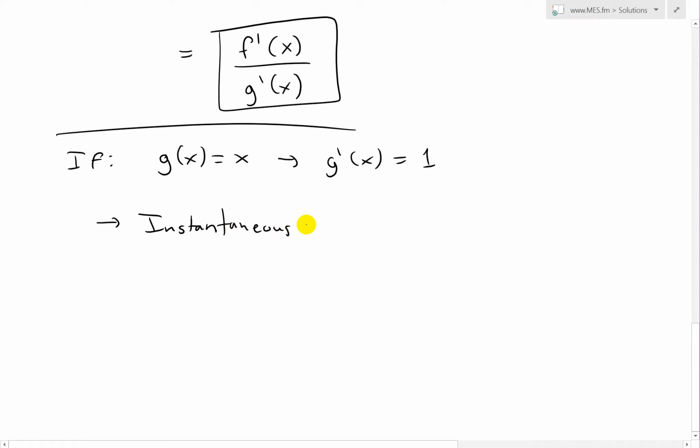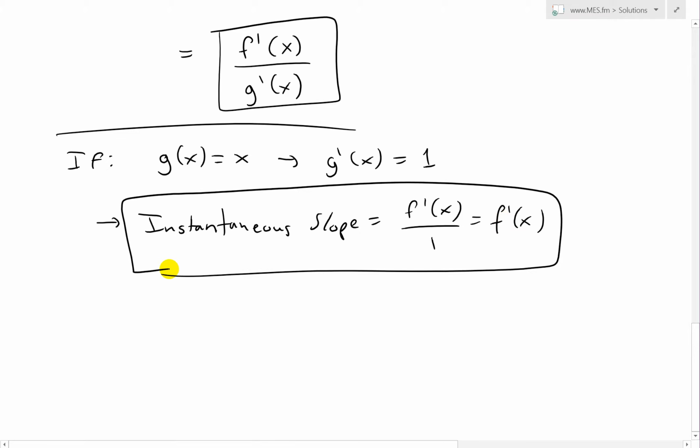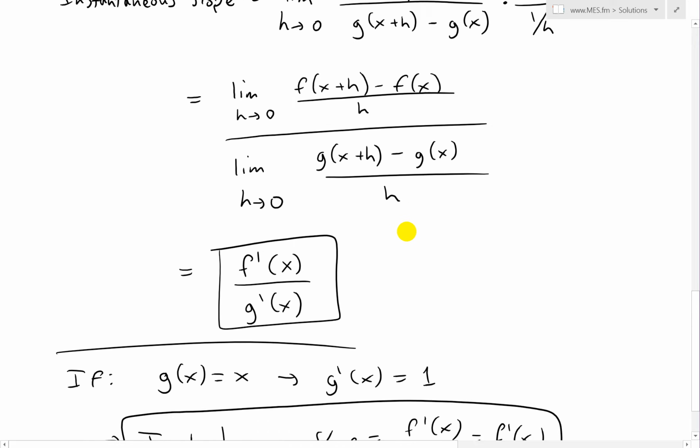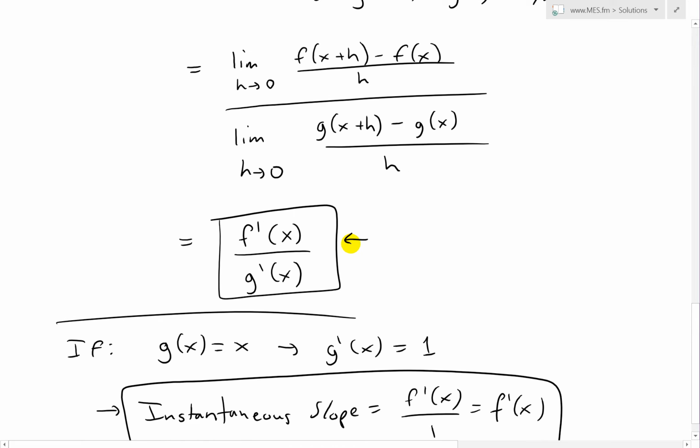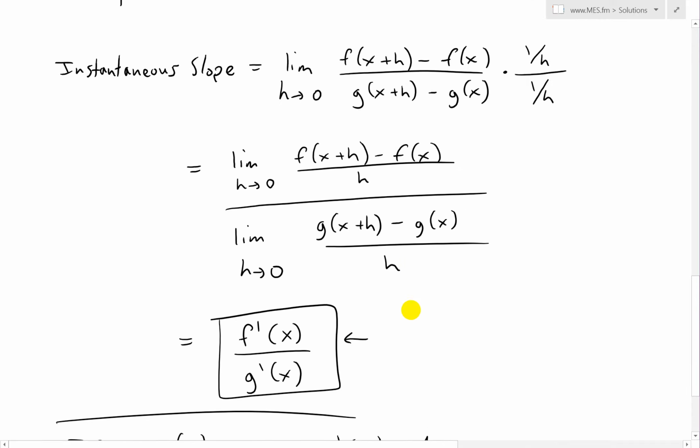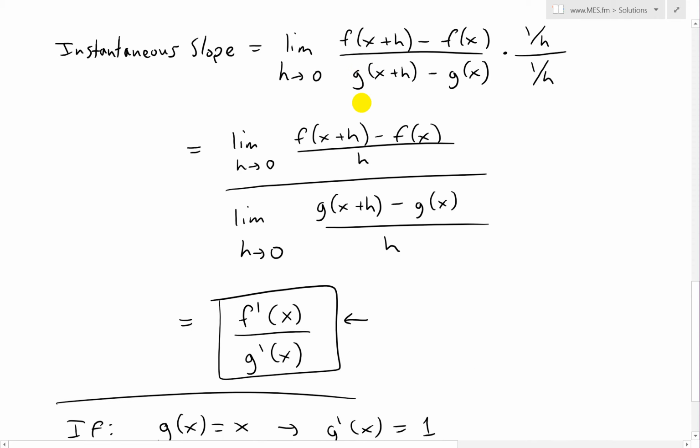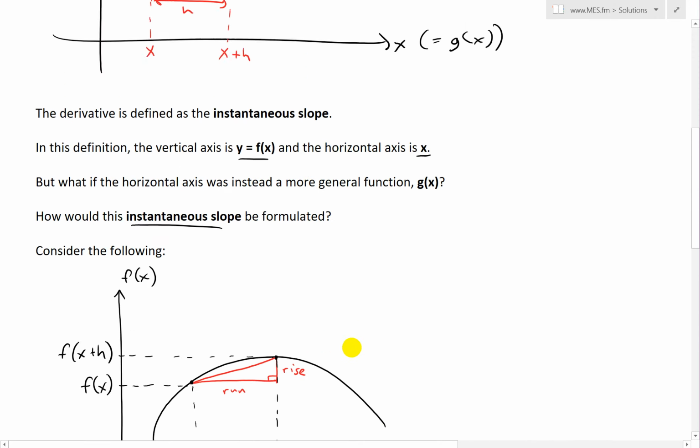So in this case, the instantaneous slope is equal to f prime of x divided by 1, or just f prime of x. So basically when the horizontal coordinate is just equal to x, that is when the basic definition of the derivative is given. So that's this part right here, and that's the one we're all used to. I just wanted to go over this to show that when you're dealing with different functions on the horizontal axis, this is how the instantaneous slope is considered, which is also another way of saying the derivative, which is pretty interesting.